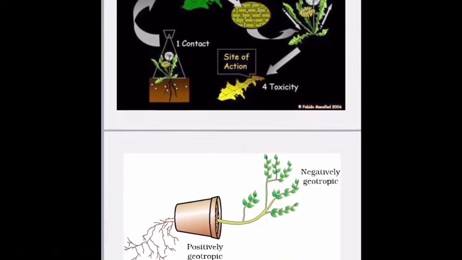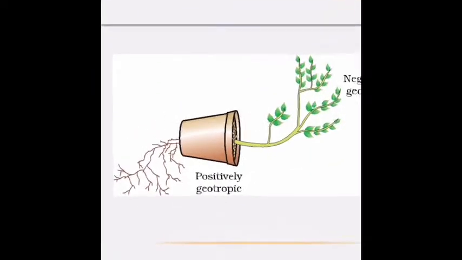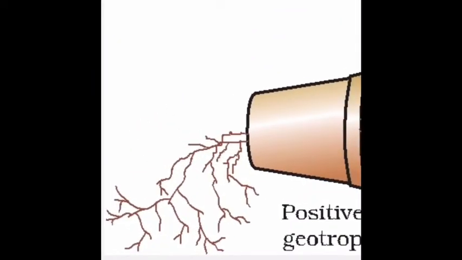While in the root system, it does the opposite. The auxins will move towards the gravity and will stop it from growing.